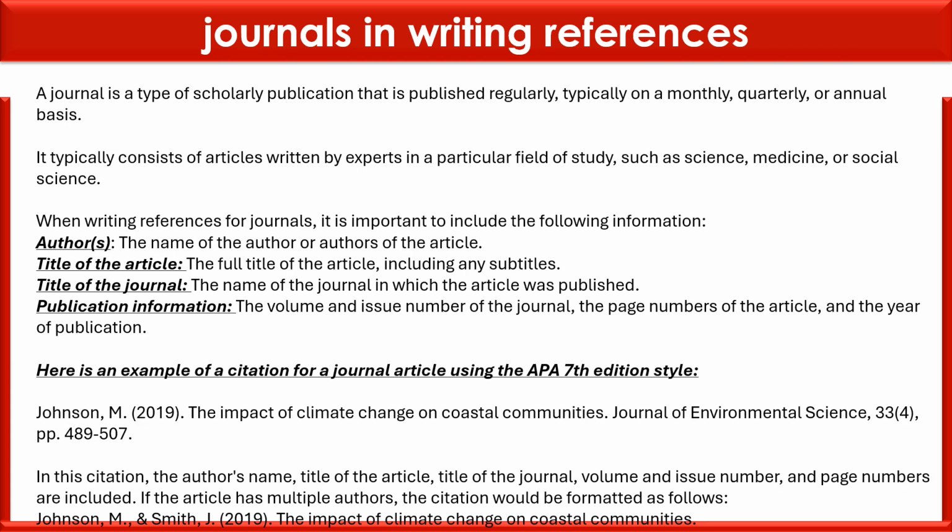Then the journals. A journal is a type of scholarly publication that is published regularly, typically on a monthly, quarterly, or annual basis. It typically consists of articles written by experts in a particular field of study, such as science, medicine, or social sciences. So when writing a reference for journals, it is important to include the following: authors, title of the article, title of the journal, and publication information. Below there is an example of how you reference your journal using the APA 7th edition.